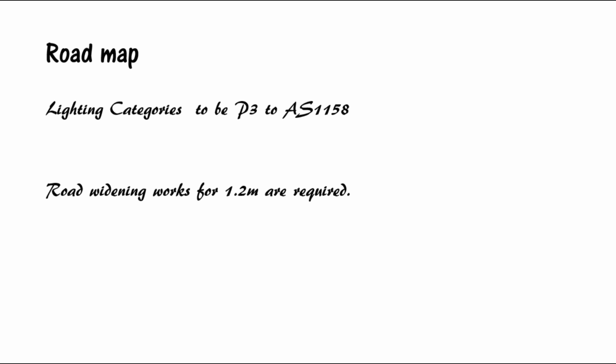Lastly, what is required is that the lighting needs to be updated to P3 to AS1158. Road widening works for 1.2 meter width is required. And when it comes to road widening, it will involve drainage, line marking, and making sure that the widening work doesn't disturb the existing trees which have been there for a long time.